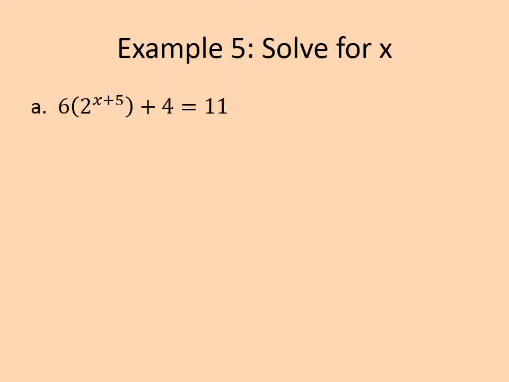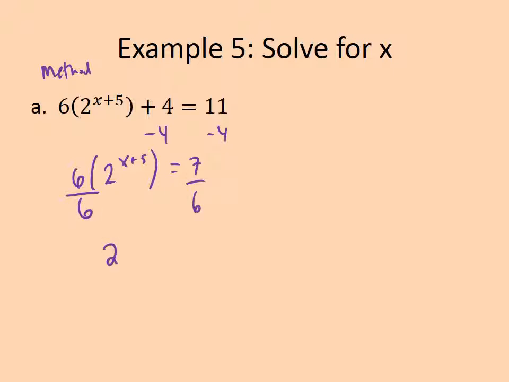To solve the exact same problem using method 2, we still have to isolate the exponent. Remember, we need to subtract 4 from both sides. So we have 6 to the 2x plus 5 equals 7. Then we must divide by 6. So we have 6 to the 2x plus 5 equals 7/6.